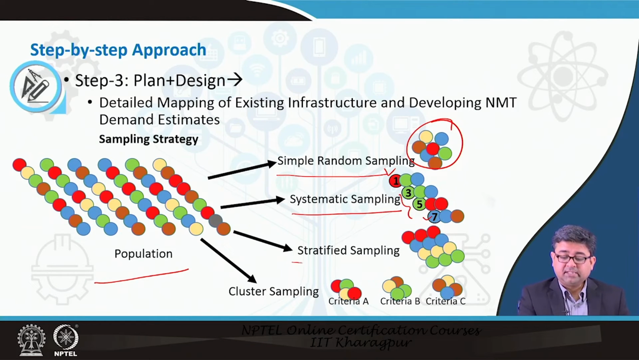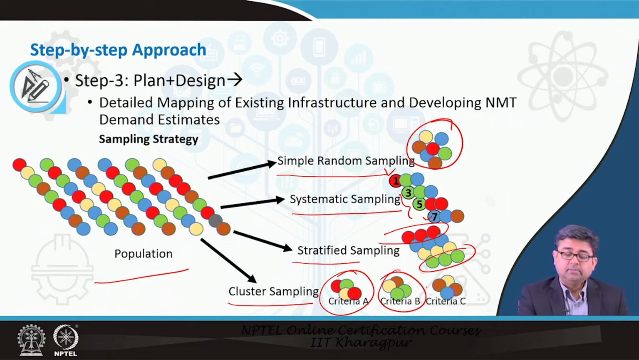You can do stratified sampling, so you can say that I will take 3 red, 3 green, and so on and so forth, and then you can do cluster sampling. Cluster sampling is used if you have certain criteria by which you can break up this population into different clusters. There are 3 different criteria used here, and that will tell you how many samples you need from each cluster.